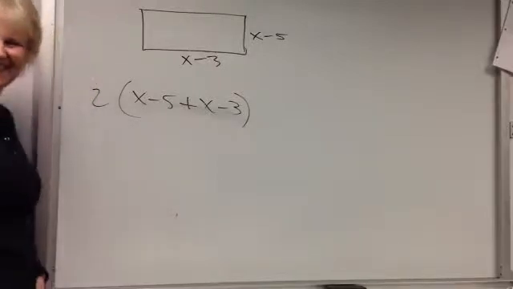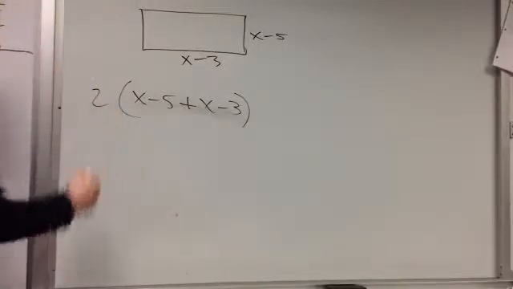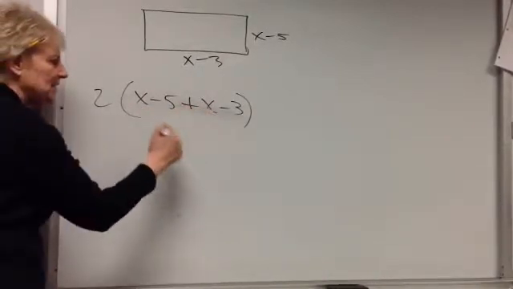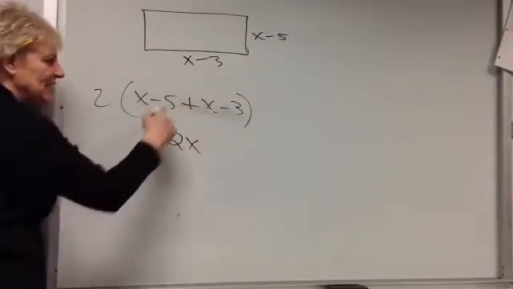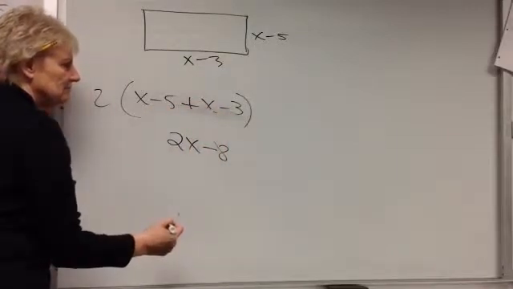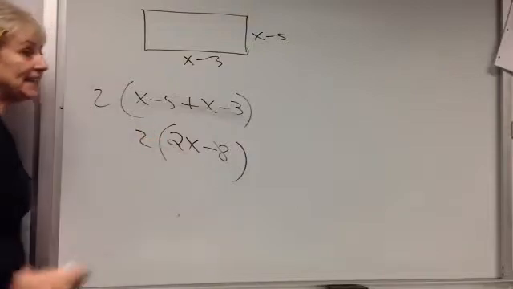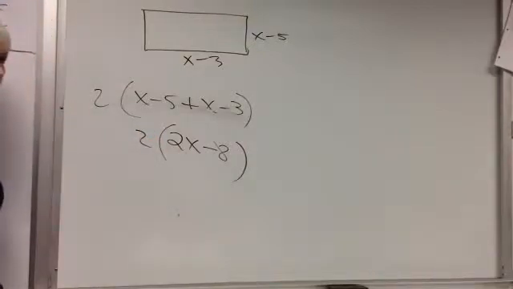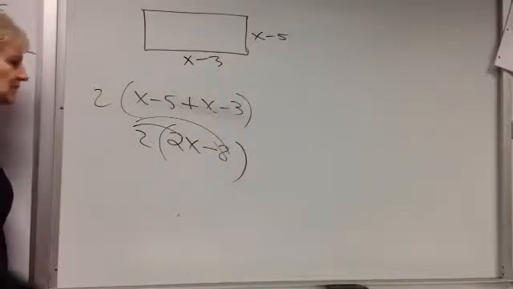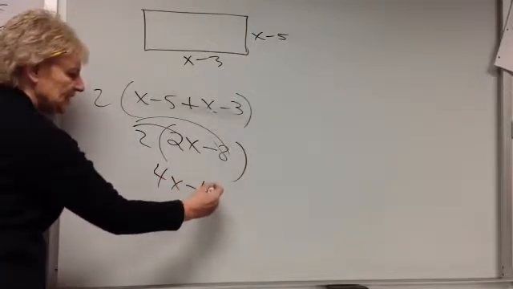I said yup. Anyway, let's go ahead and do what's in the parentheses first. X plus X is 2x. Negative 5, negative 3 is negative 8. And then you've got to keep the parentheses because we're not finished with them. And then double it because there are 4 sides, not 2. So it's 4x minus 16.